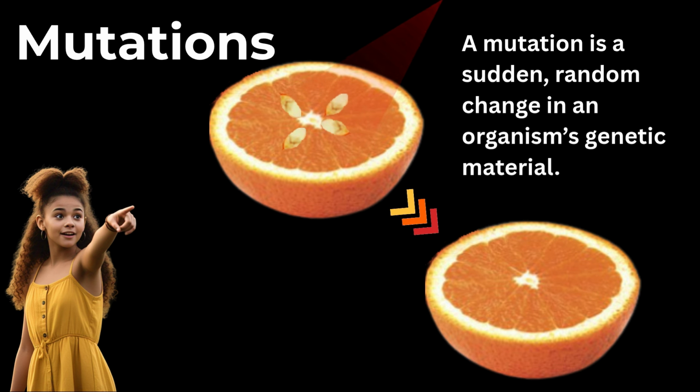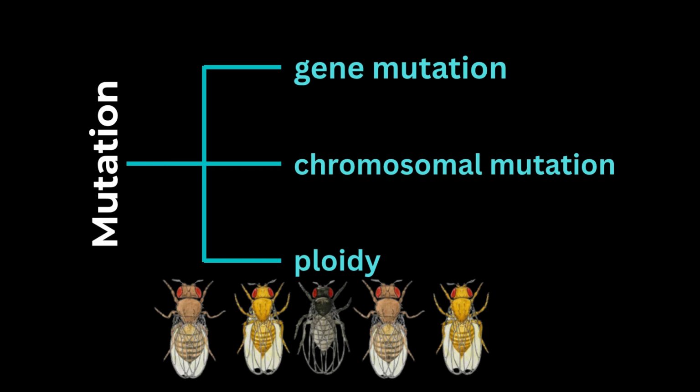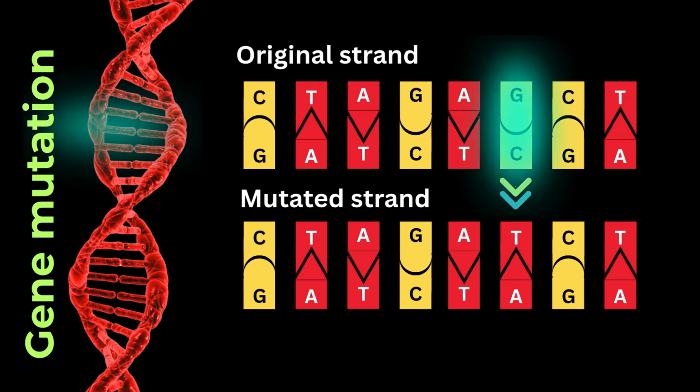Now, let's talk briefly about mutations, the ultimate source of new genetic variation. A mutation is a sudden, random change in an organism's genetic material. It's important to remember that mutations do not occur because an organism needs them. They happen by chance. There are three main types of mutation: gene mutation, chromosomal mutation, and ploidy.